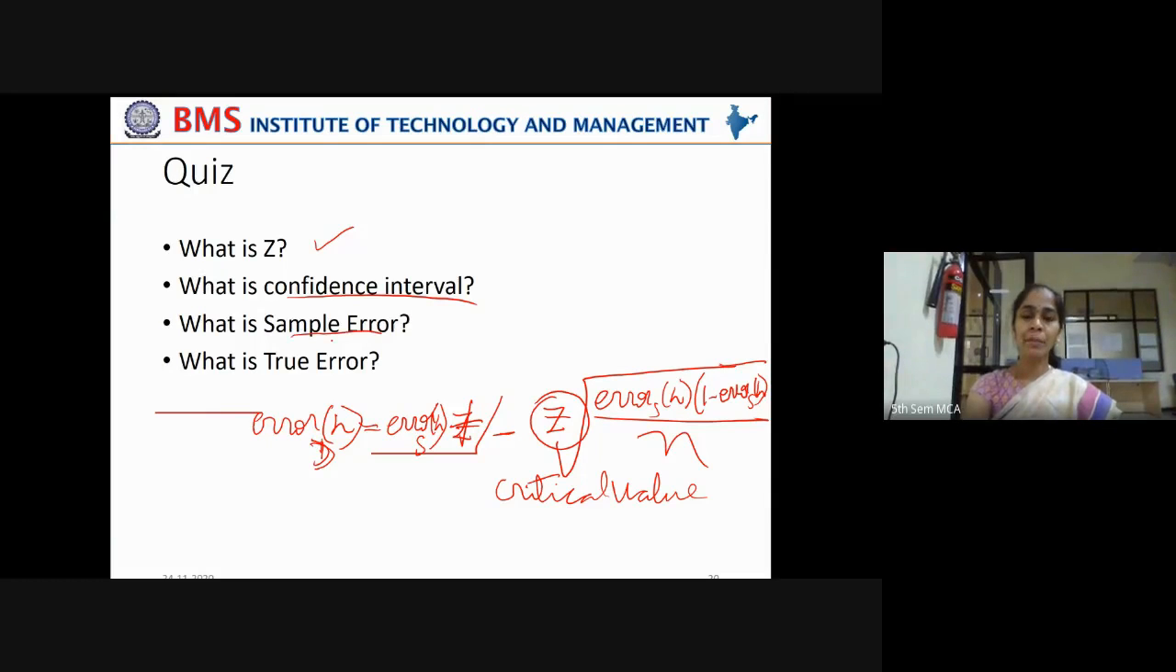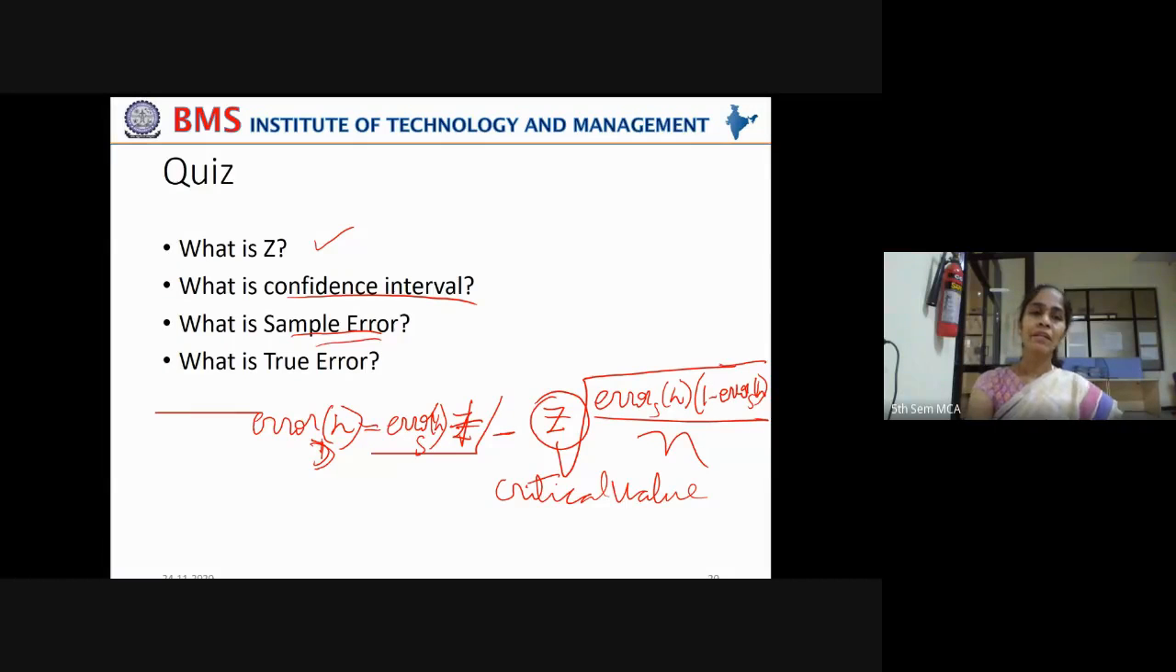What is sample error? The error associated with the sample is called as sample error. Among the sample data points you take, say 40 sample data points are taken and 5 data points are predicted wrong out of that, then your sample error will be 5 by 40.